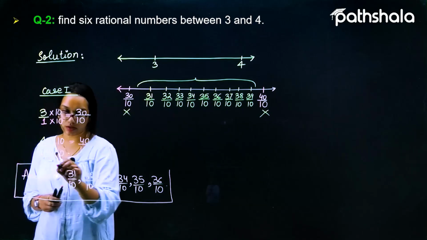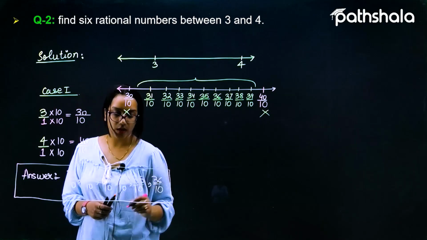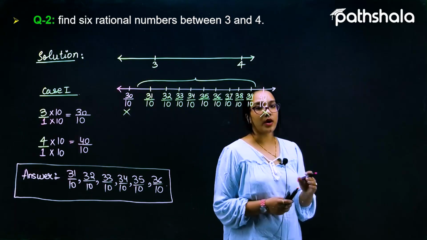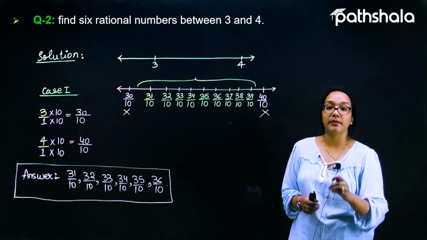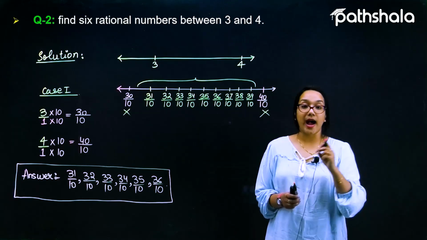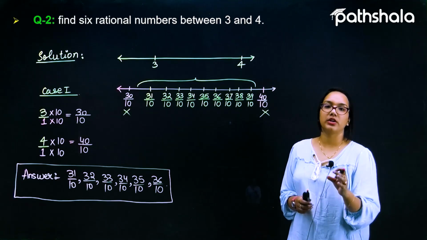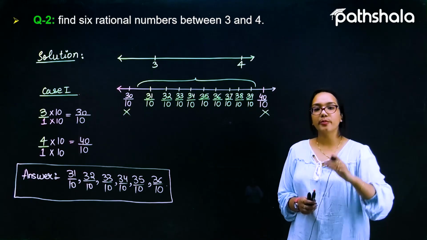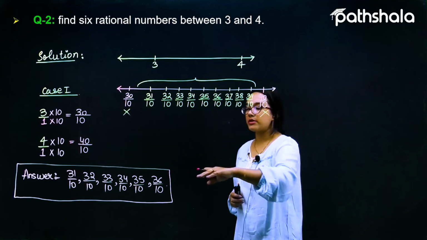So this is nothing but my answer for case number 1. With the help of case 1, I made the denominators of the 2 rational numbers 3 and 4 a multiple of 10. With the help of that particular process, the 6 rational numbers are nothing but this.